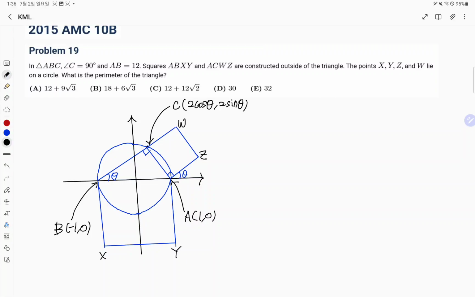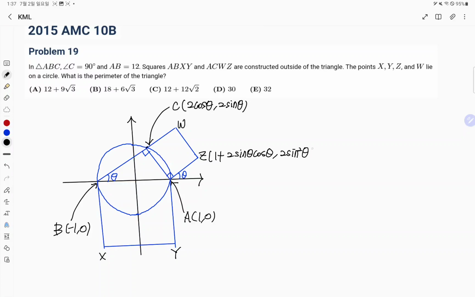In such case, we can set up the coordinates for Z. So this x coordinate is 1 plus 2 sine theta and cosine theta. And for this y coordinate, because the length of AZ is 2 sine theta, we are multiplying sine theta again for the y coordinate of Z. So it becomes 2 sine squared theta.